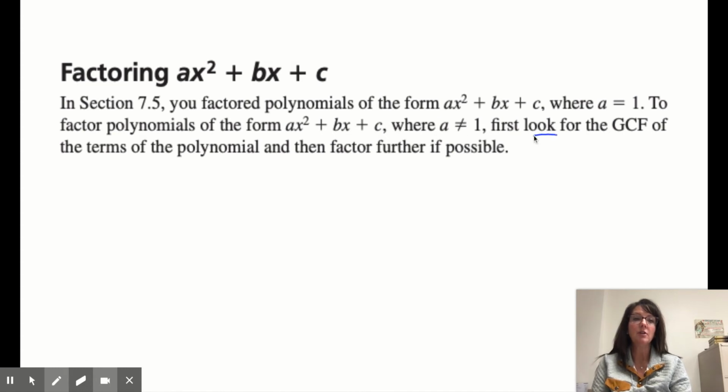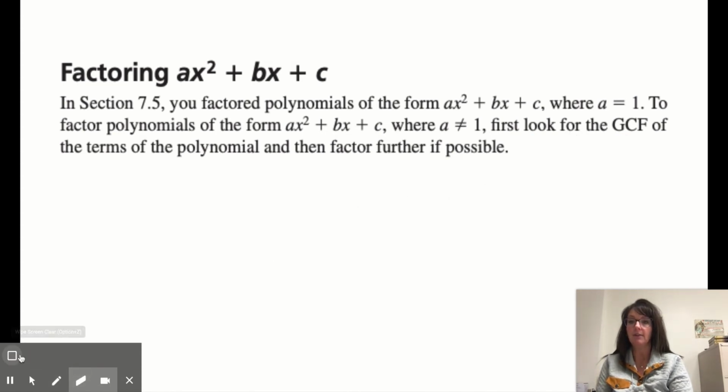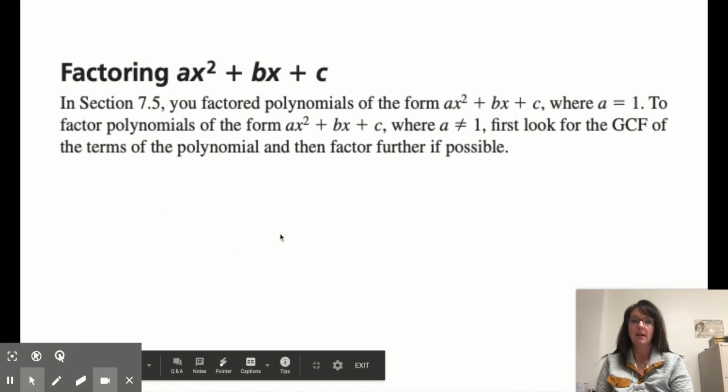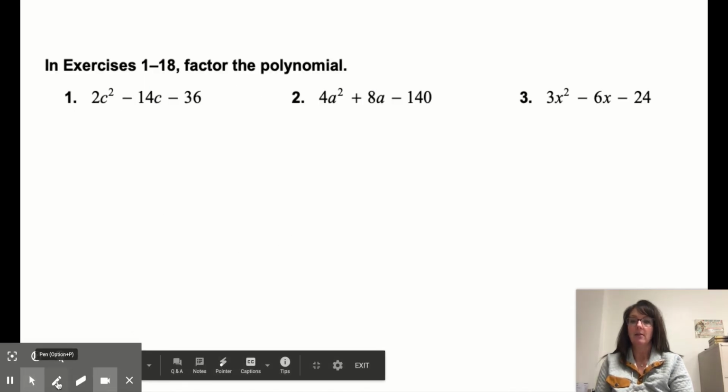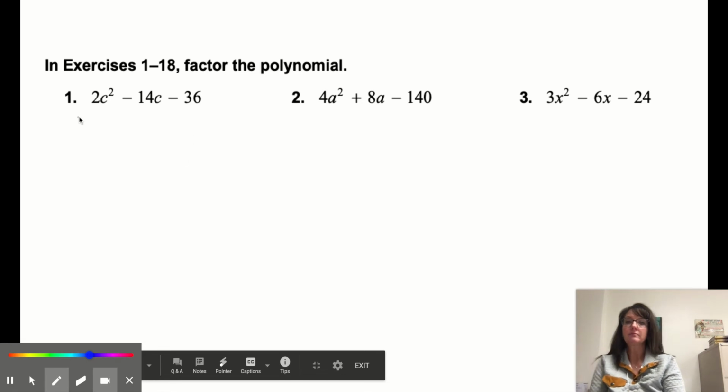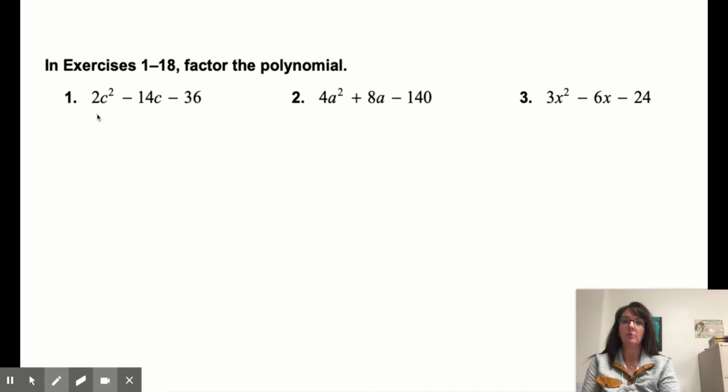The first thing we're going to do is look to see if the three terms in the trinomial can be factored with a GCF first. So we want to look for a GCF first and see what happens. We're getting very, very close to being able to factor completely.